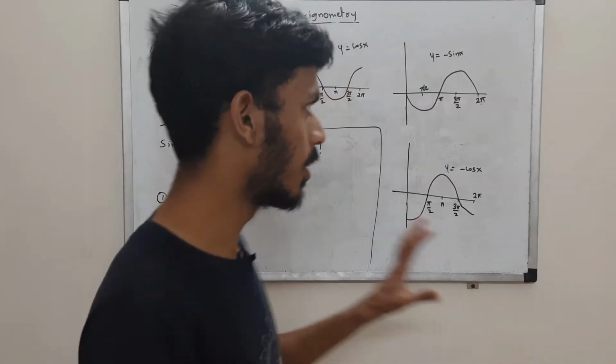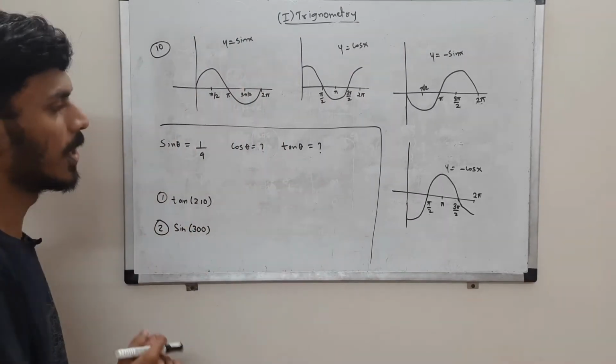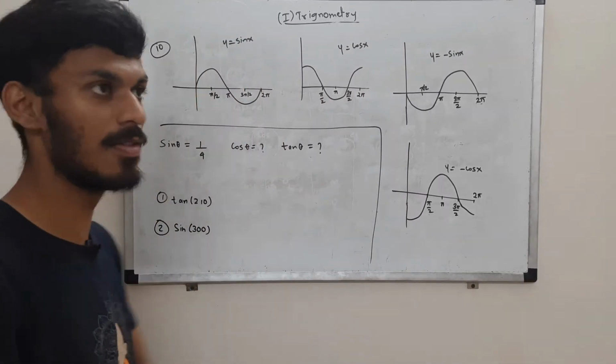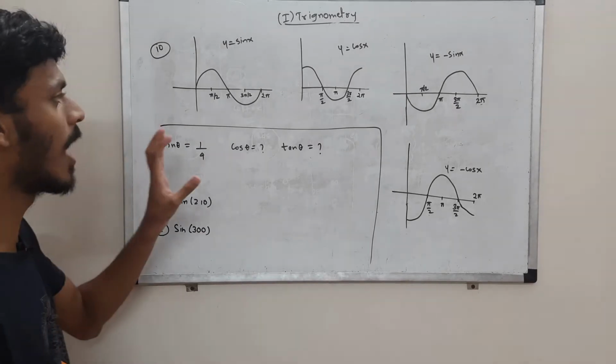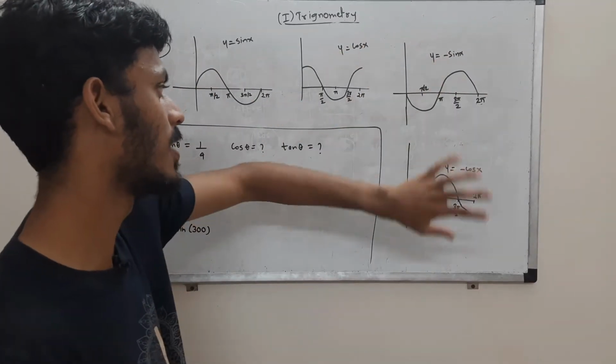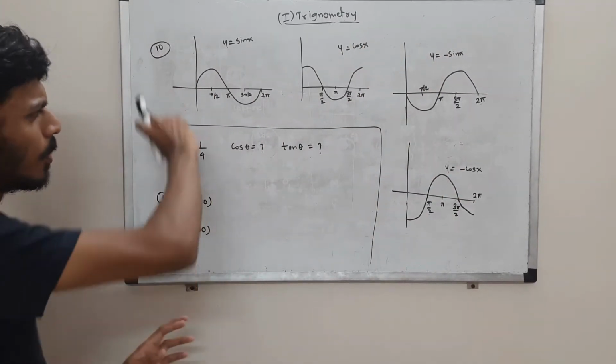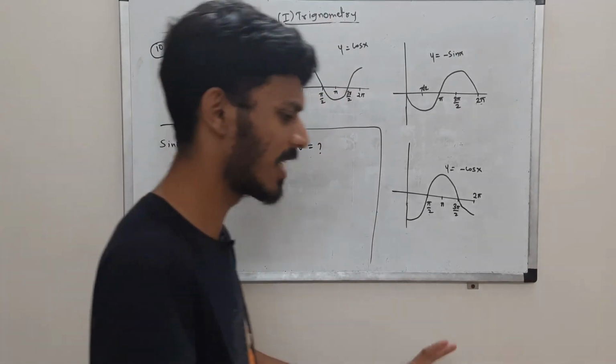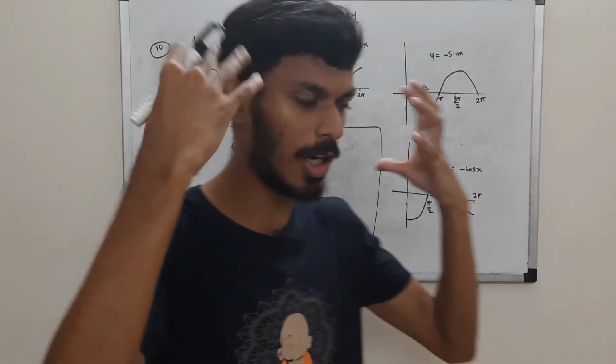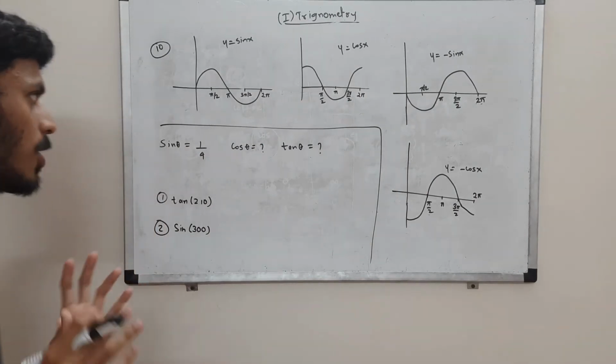Finally, discuss the graphs. Then we'll take some questions, and then move to our next section, which is differentiation. Here we have the graphs of sin x, cos x, minus sin x and minus cos x. You are supposed to remember the general curve. You can also plot it by remembering the values. I'll show you how.